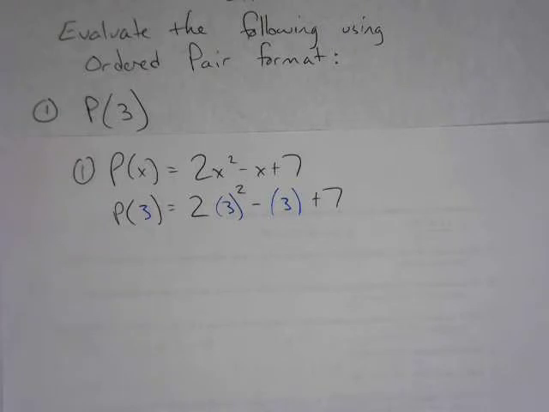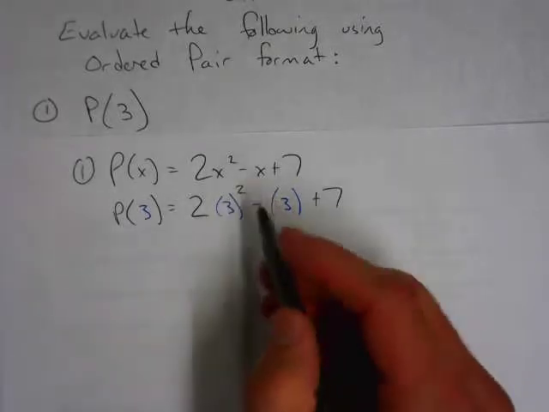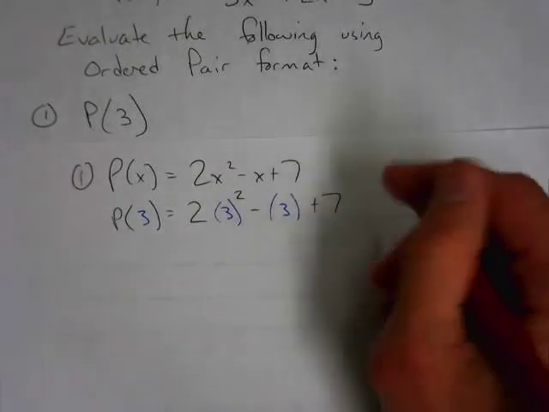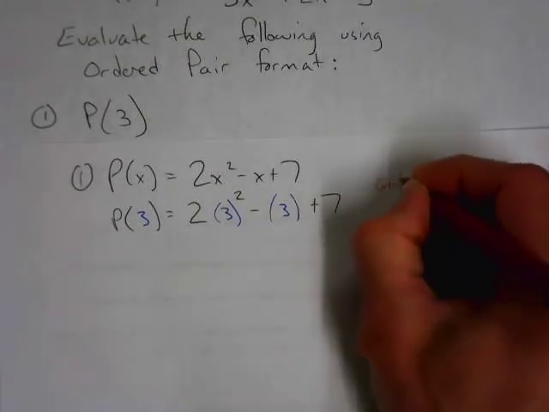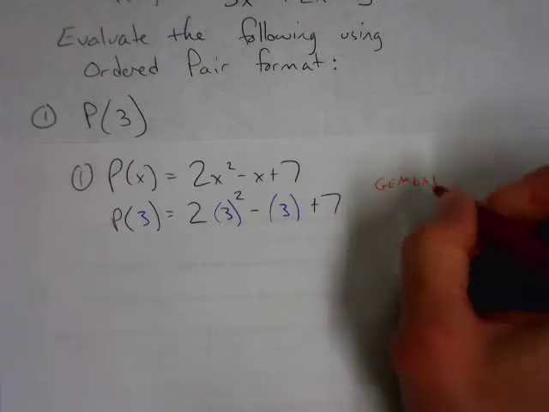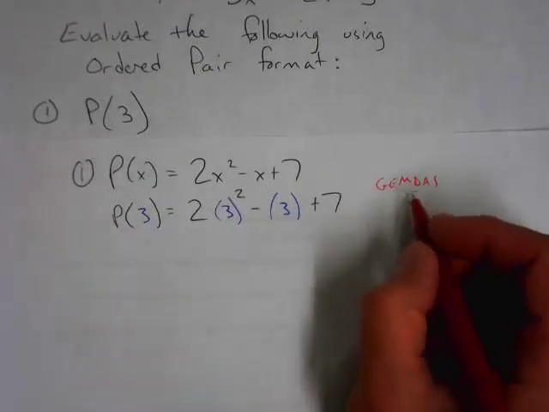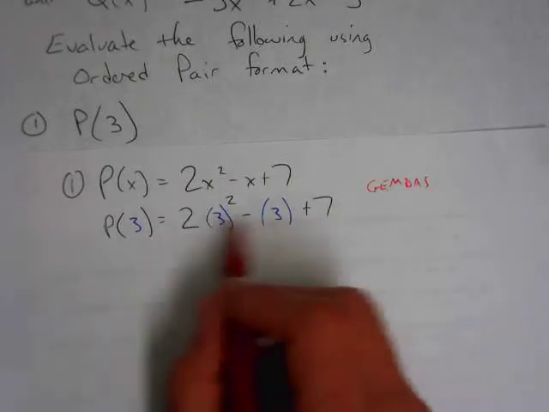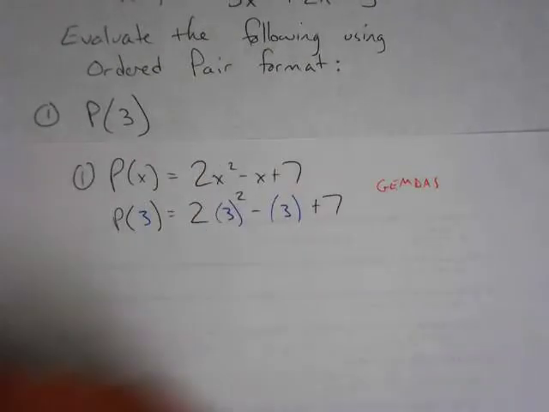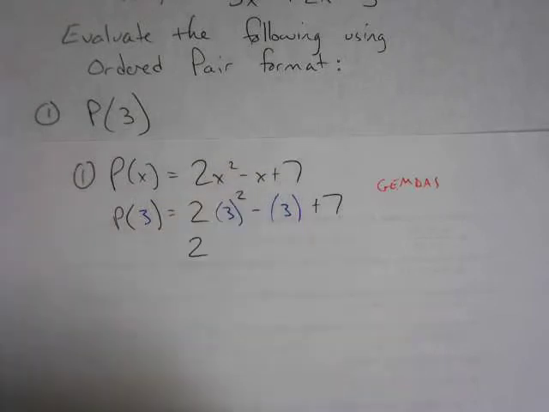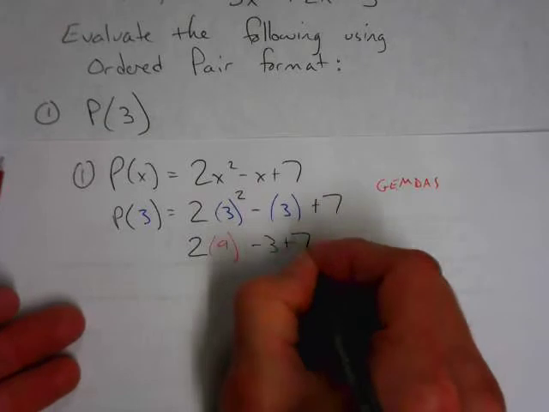And from then on, we have to use order of operations. Okay, so once we substitute, order of operations, we're good to go. And remember how order of operations works. GEMDAS or PEMDAS or however it is that you want to remember it. But grouping symbols first, then exponents, multiplication, division, addition, subtraction. And so from here, that's what we're going to use. So we'll have 2 times 3 squared happens to be 9, and then minus 3 plus 7.